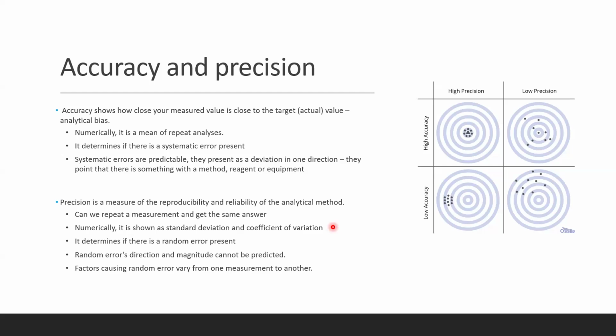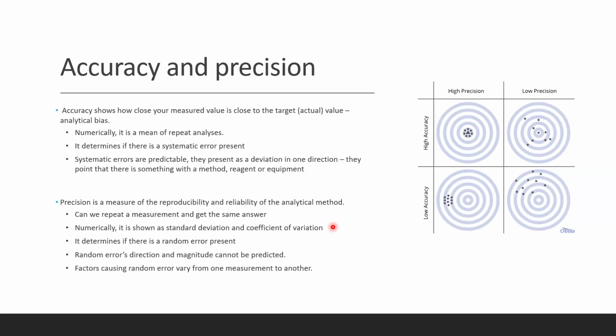On the other hand, precision is a measure of reproducibility and reliability of the analytical method. The question we ask when we think about precision is, can we repeat a measurement and get the same answer? For that reason, precision is a measure of random error. It determines if random error is present. So it's unpredictable and cannot be replicated by repeating the experiment. Numerically, precision is shown as standard deviation and coefficient of variation. This is important because it does dominate our EQA reports.